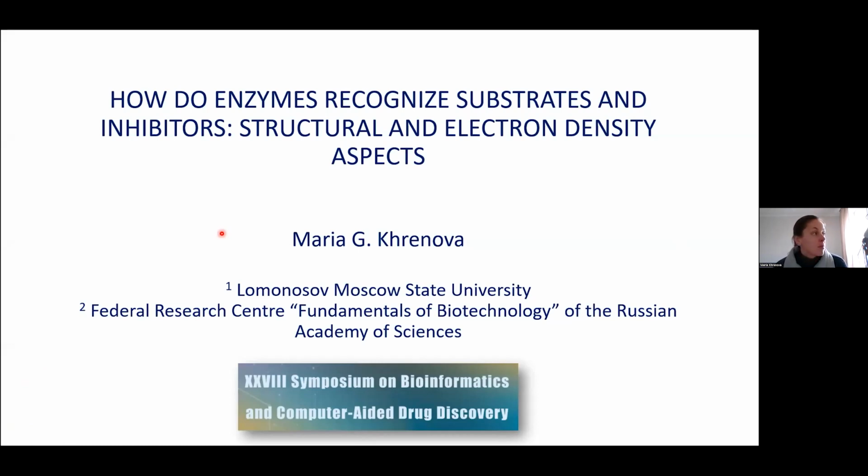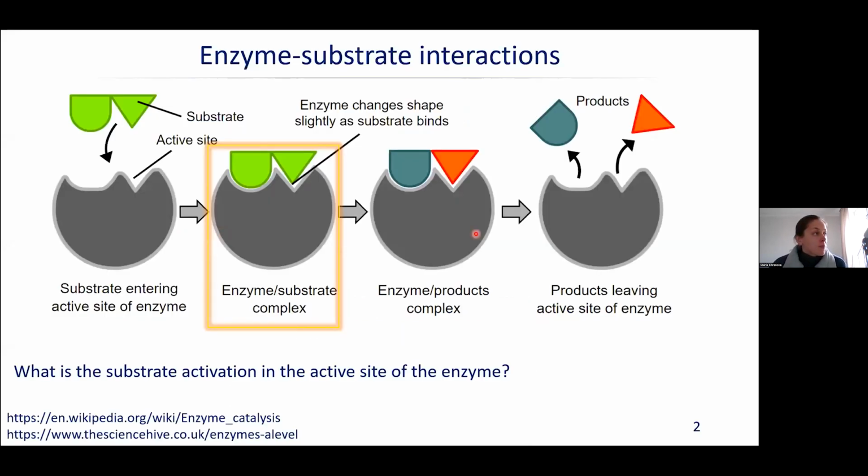I'm going to talk about the enzyme recognition of substrates and inhibitors using molecular modeling tools. Here is the simple scheme of the interactions between the enzyme and substrate. Actually, what we are interested in is enzyme-substrate complexes. These complexes are formed if the enzyme and substrate fit each other with respect to both electrostatic and steric features. And after that, the chemical reaction takes place.